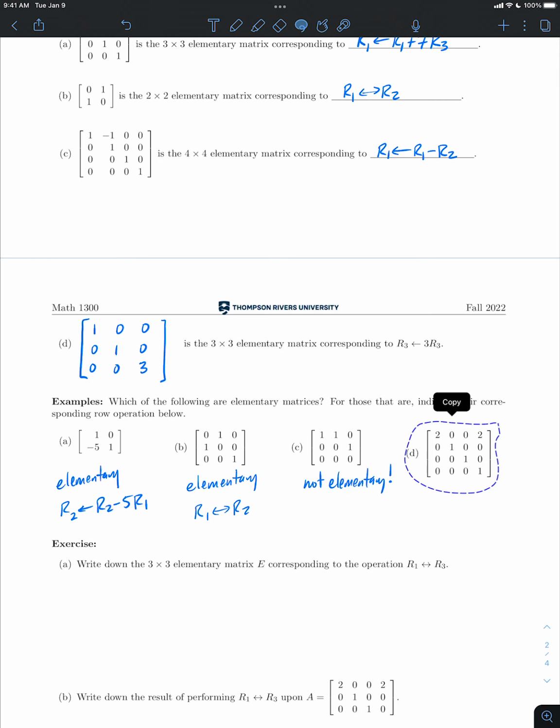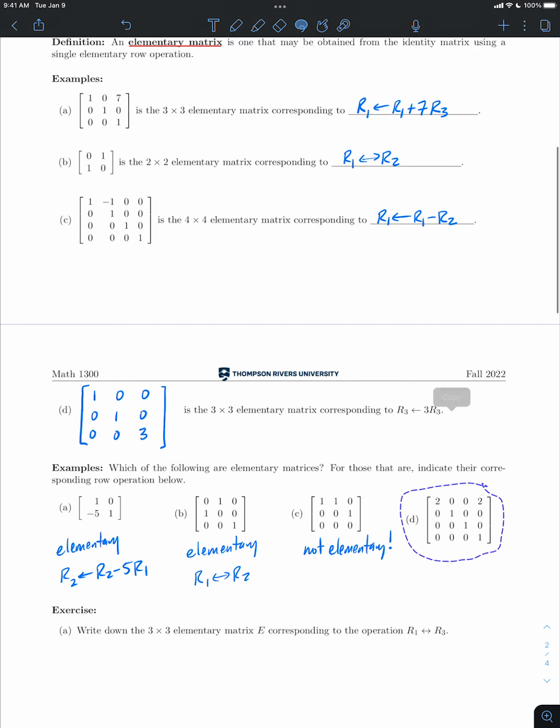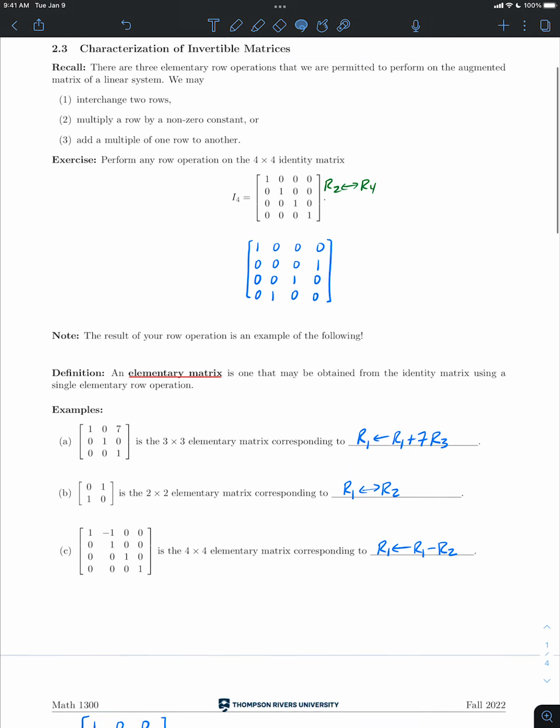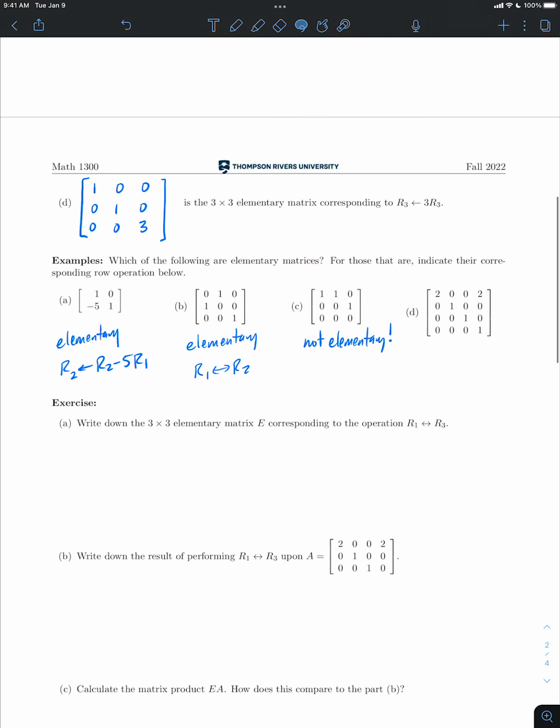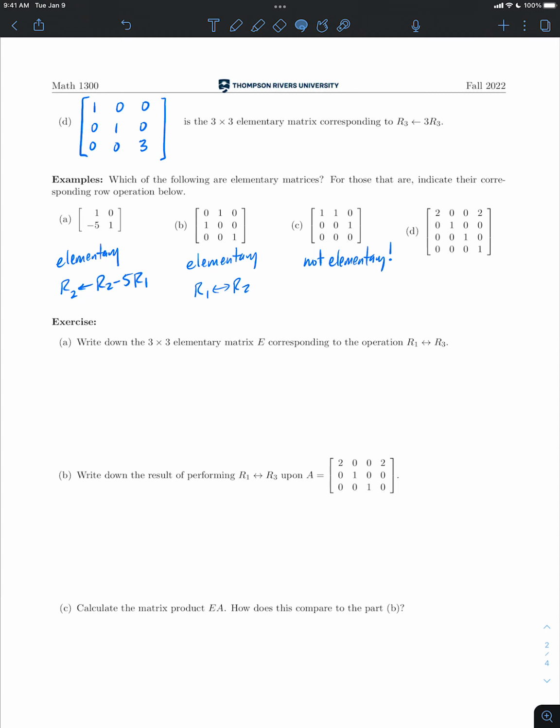So the question now becomes, what would we have to do to the 4x4 identity matrix to end up with this matrix in a single row operation? I'm going to move this stuff back again. And the answer is you can't do it. I'd invite you to pause this video and try every type of elementary row operation you can think of and see if you can somehow obtain this matrix from the 4x4 identity matrix, and you won't have to try very long before you're convinced that you can't do it. It's impossible. So this is not elementary either.